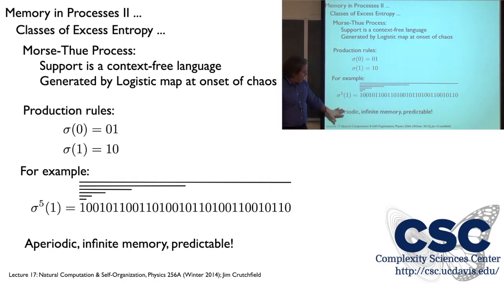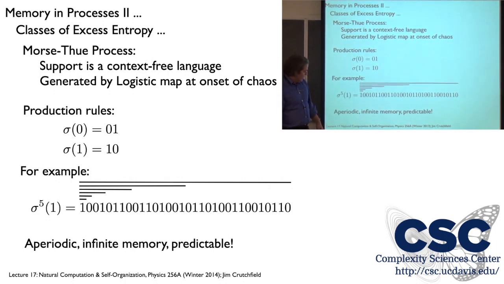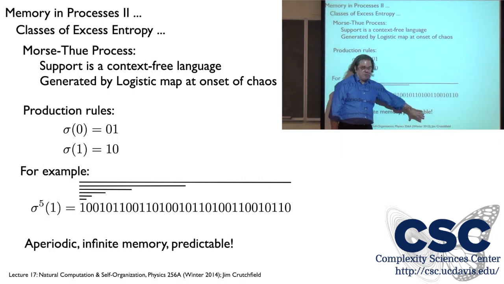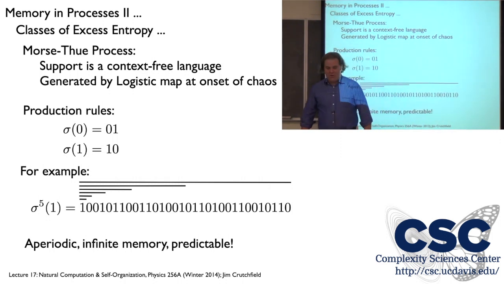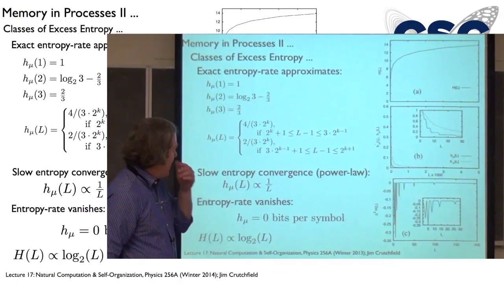So there are various properties it has. First of all, it's aperiodic. The sequence never has words in it that repeat exactly. There is a kind of infinite memory here, but it's completely predictable. So how are we going to... One way to see those is to do this block entropy curve analysis of it.